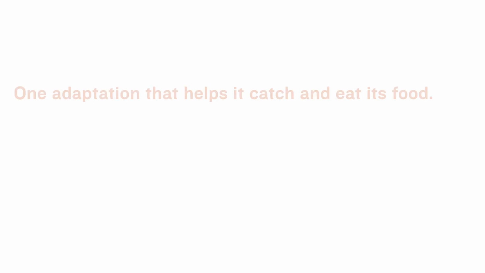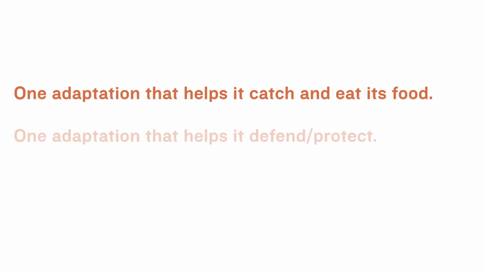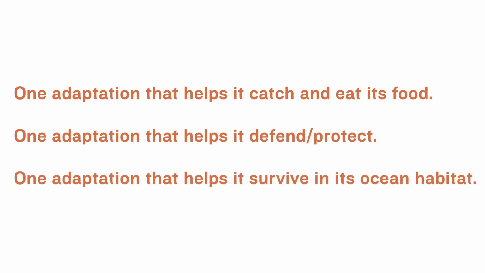Today for our activity, I'm going to challenge you to design a critter with at least 3 adaptations. One adaptation that helps your critter catch and eat its food, another adaptation to help your critter protect itself from predators, and a third adaptation that helps it survive in its ocean or marine habitat.